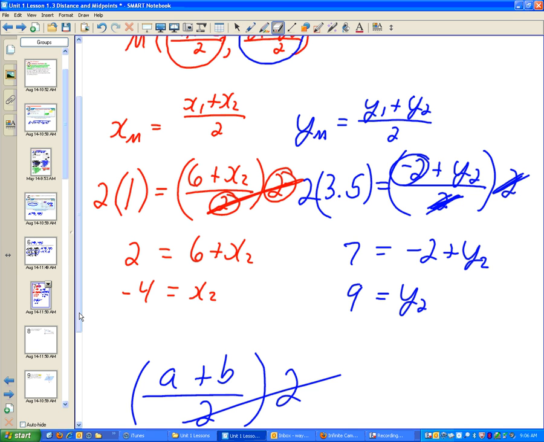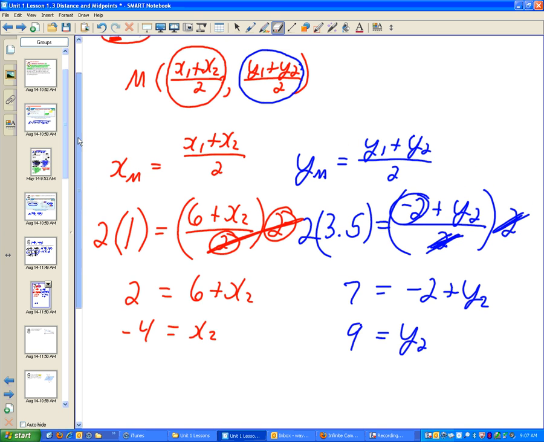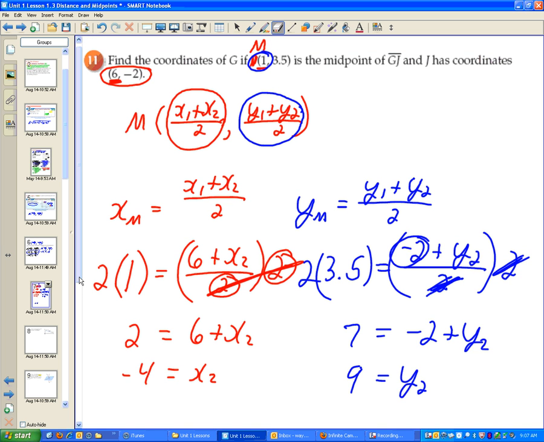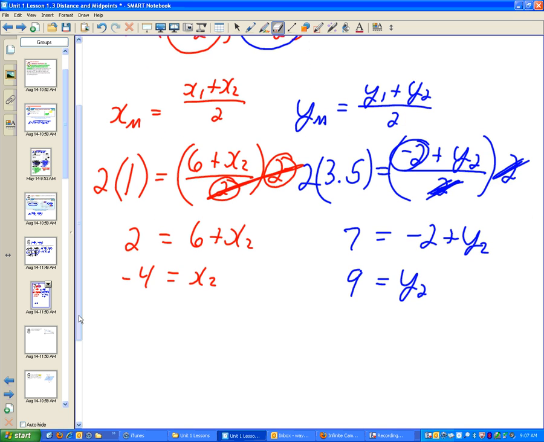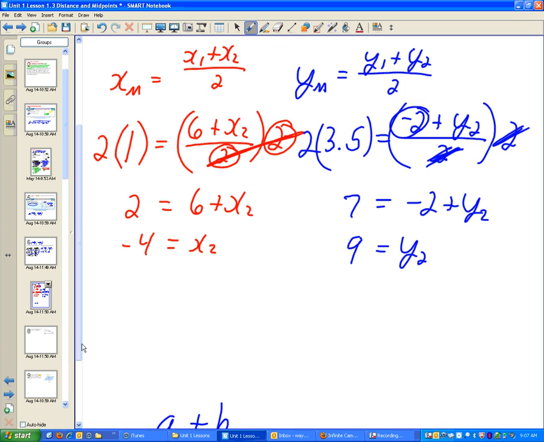All right, so I know it's weird. I know it's a little uncomfortable. You with me? Okay. What have we found then? We found what they said the name of the other endpoint was, G. We found that the x-coordinate of G is -4, and the y-coordinate of G is 9.